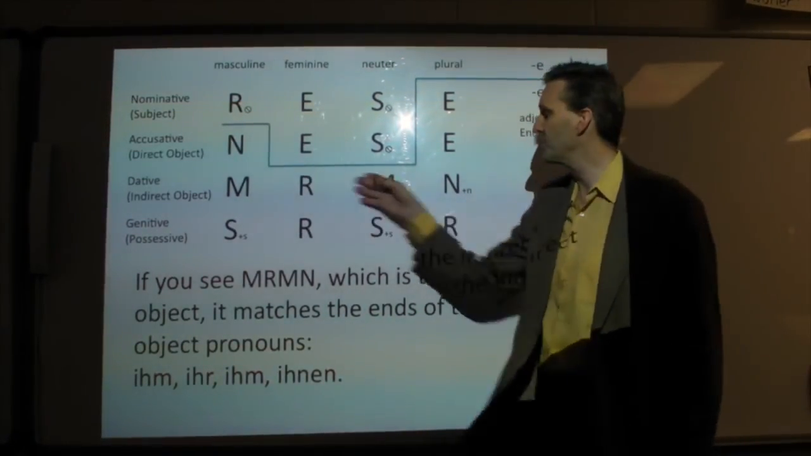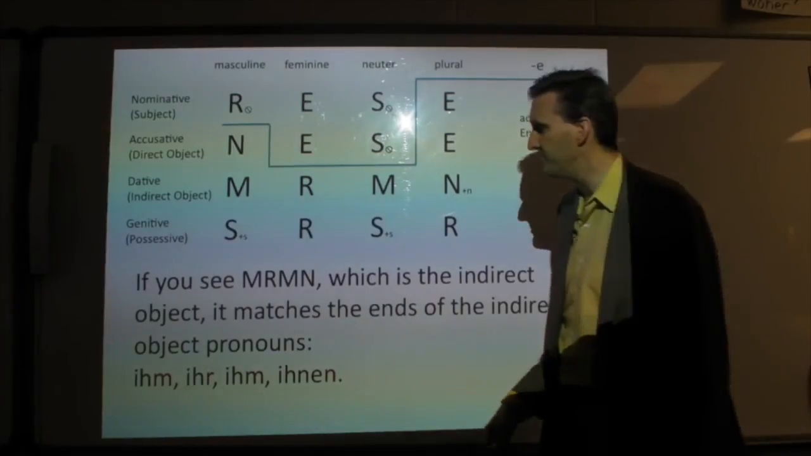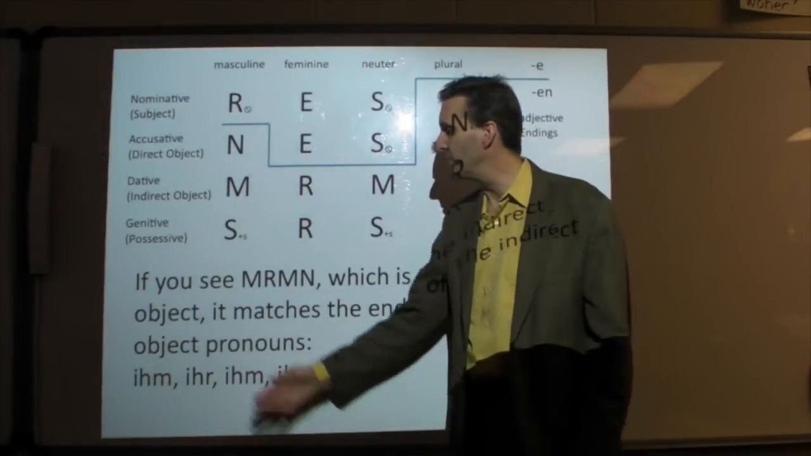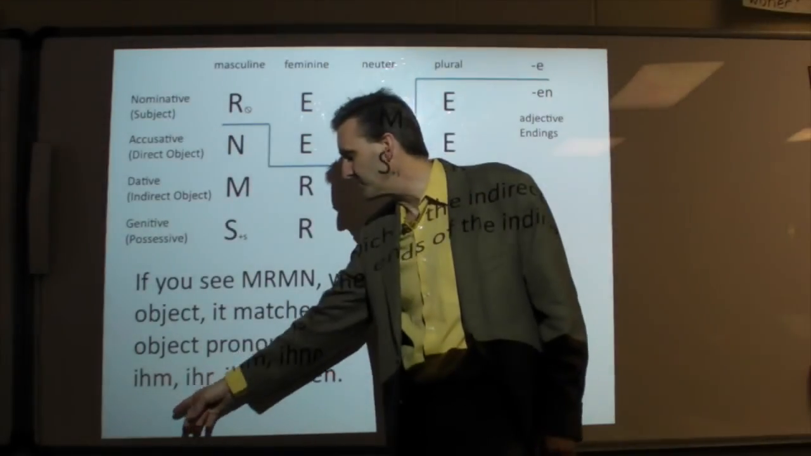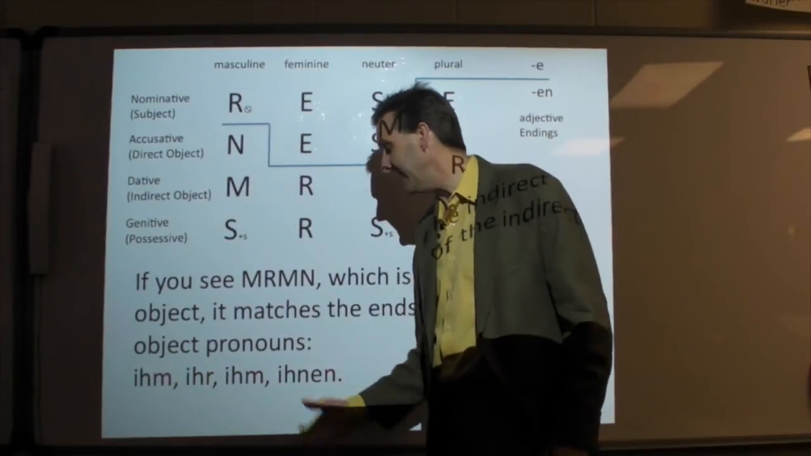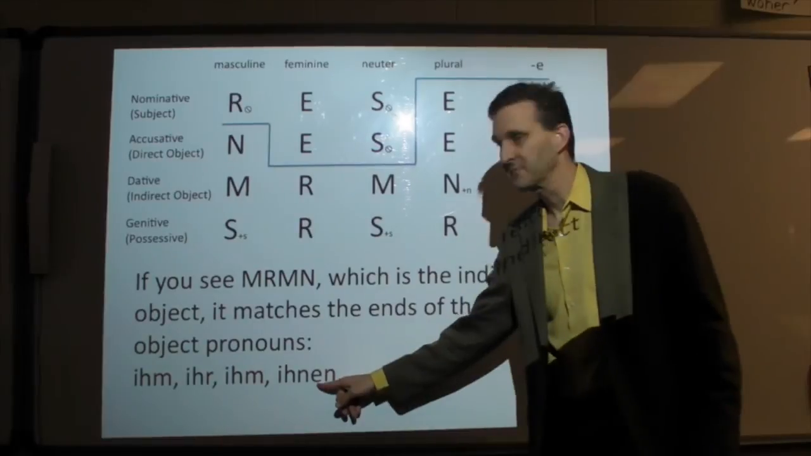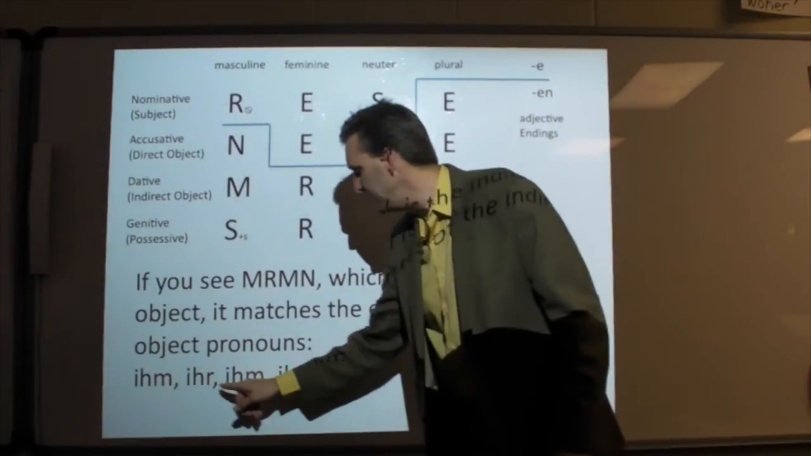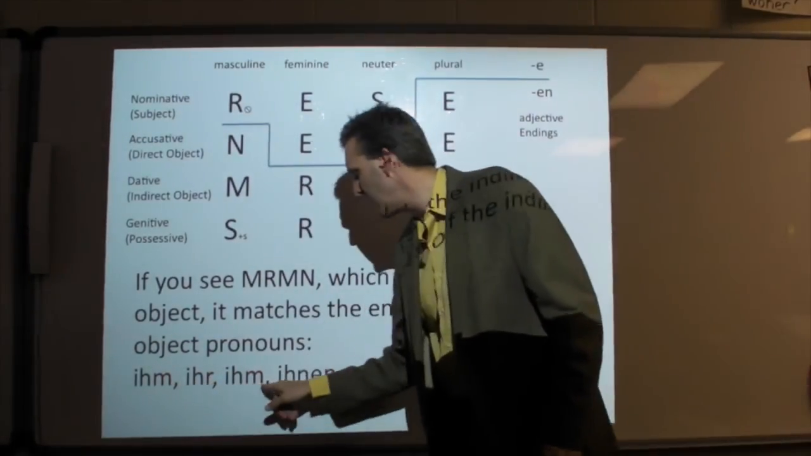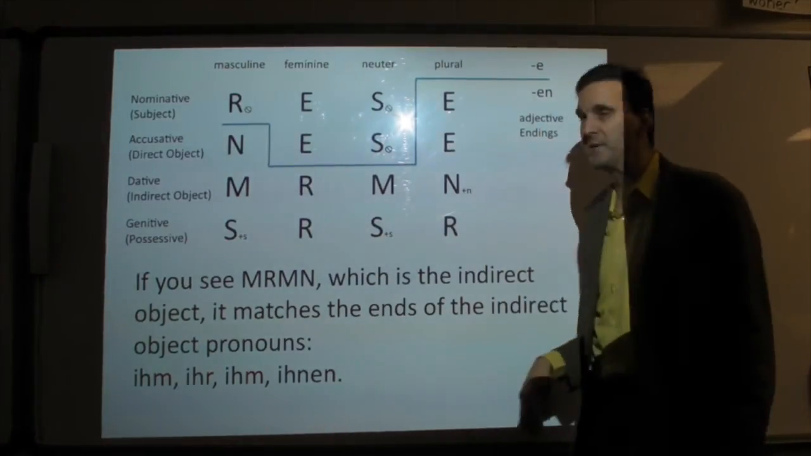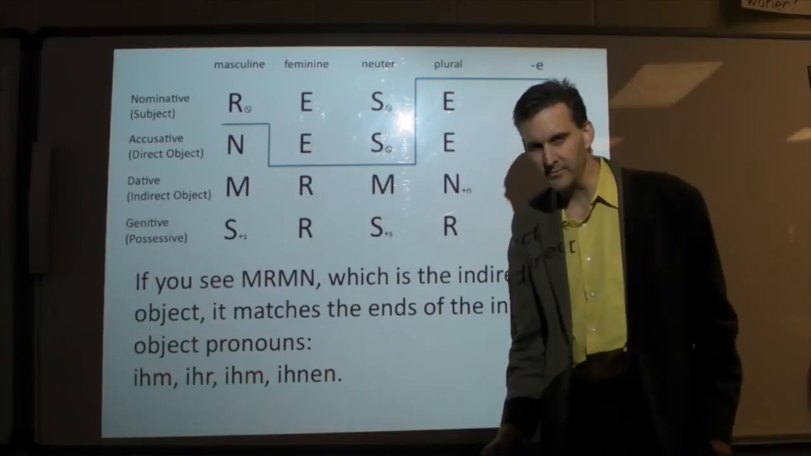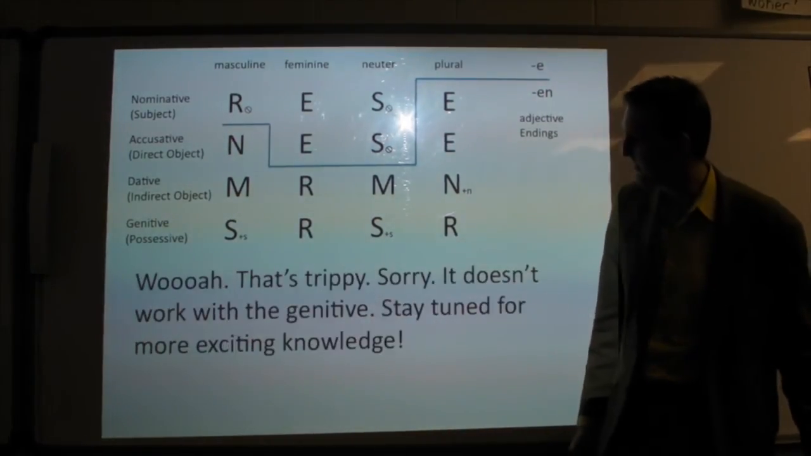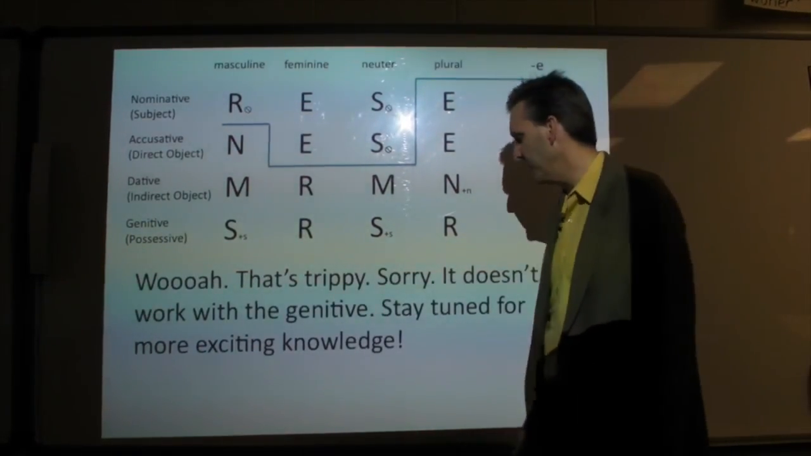Okay? If you see Mr. Man here, that's the indirect object that also aligns with our standard indirect object pronouns. To him, to her, to it, and to them. Alright? So, ihm, ihr, ihm, ihnen, M, there it is right there, Mr. Man. Everything matches in German. So, they knew what they were doing when they created this chart. How about that, okay? Pretty trippy, alright?